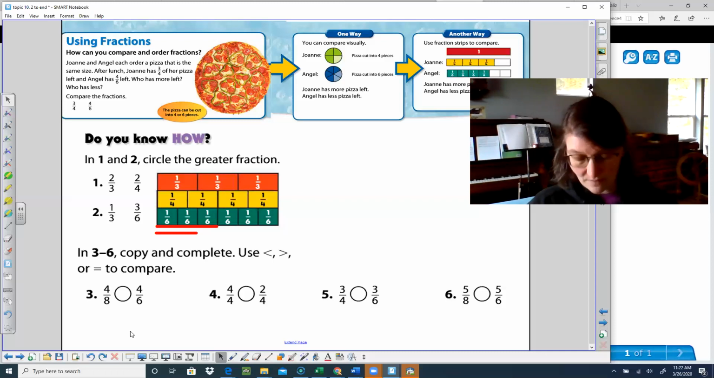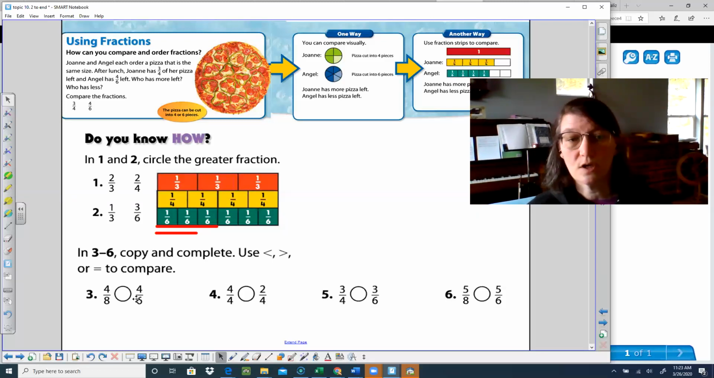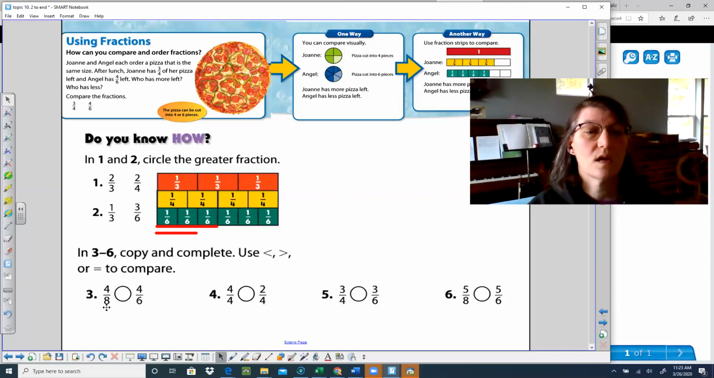So if you're wondering why I was having trouble reading it, when I look at it, it's mirrored, so I have to read it backwards. Okay, so 4/8 and 4/6. This ties back into yesterday's lesson about if our fractions have the same numerator. The fraction with the larger denominator is the smaller fraction.